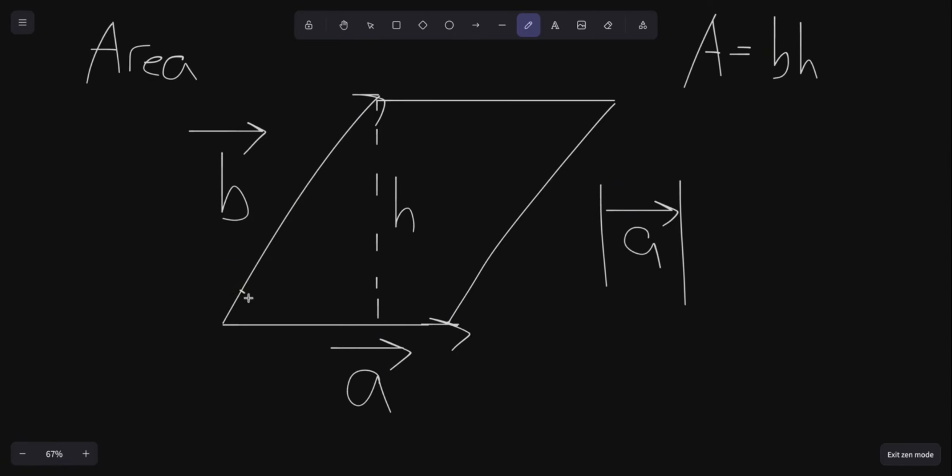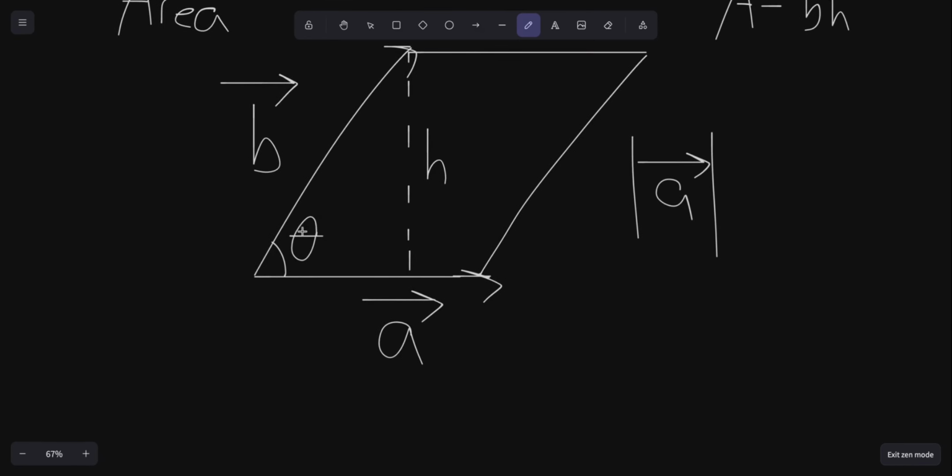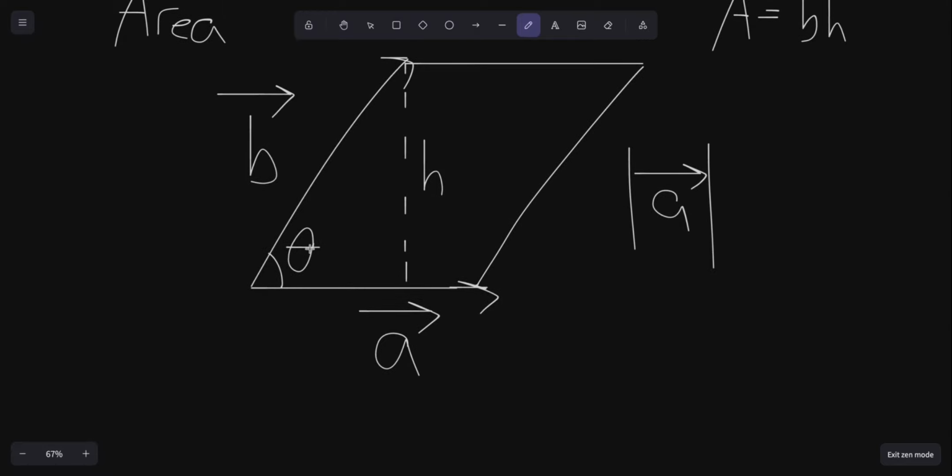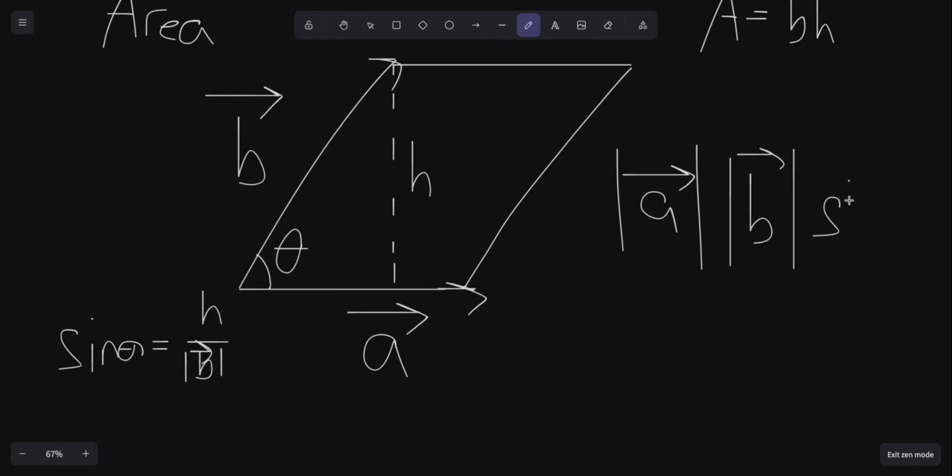Well, notice how there's an angle that's formed here. So if I take sine of this angle, what am I going to get? If I take sine of theta, I'm going to get opposite, which gives me my height, divided by the hypotenuse, which is just going to be the magnitude of vector B. And so the height is going to be sine of theta times the magnitude of vector B. I'm just going to write it like this, the magnitude of vector B times sine of theta. Okay.